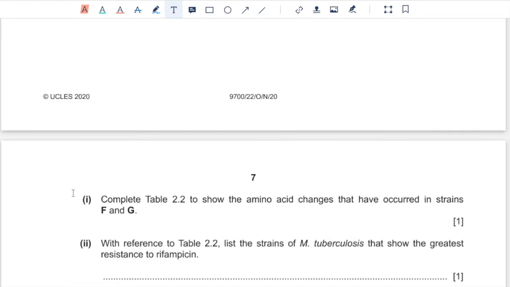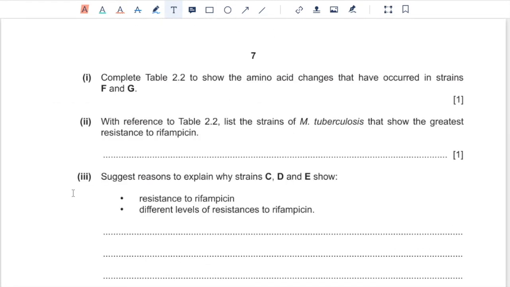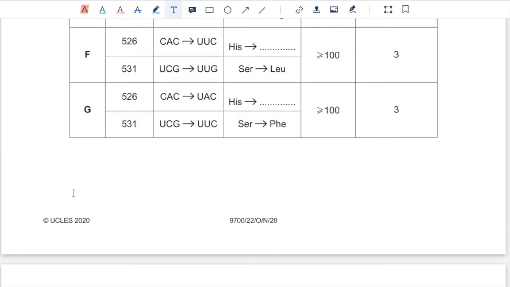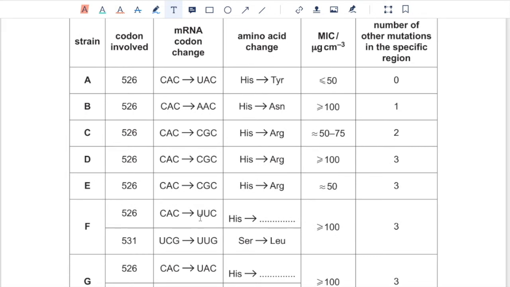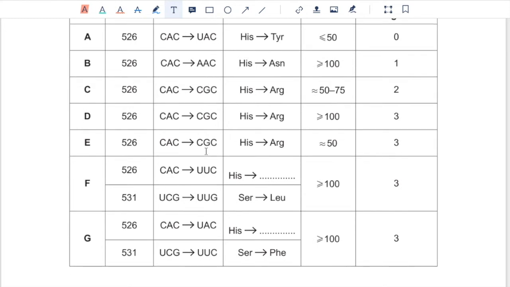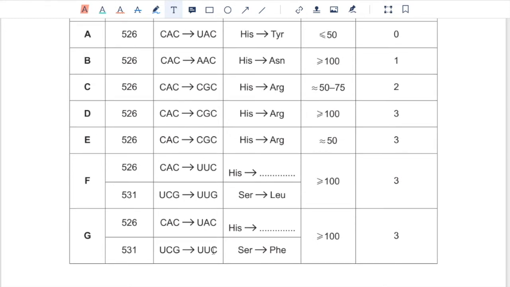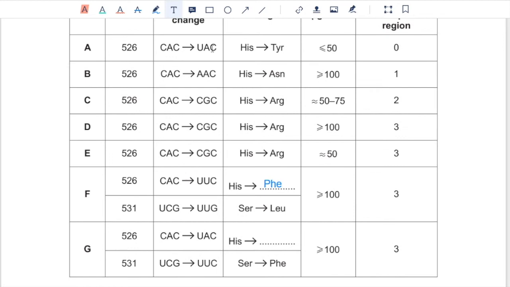1. Complete table 2.2 to show the amino acid changes that have occurred in strains F and G. Okay, so in F, we have the new codon UUC. Let's check for UUC if it's present anywhere else in the table. So it's here, and it codes for the amino acid PHE. So that would be the answer here. And UAC is also present in the table and codes for TYR.